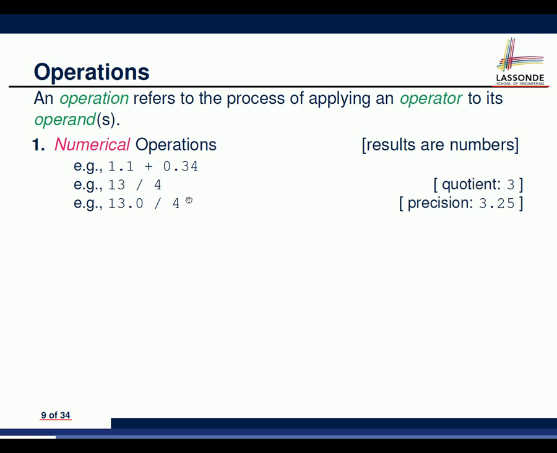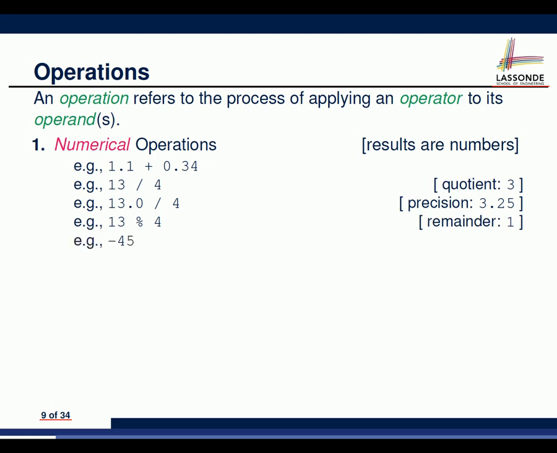If at least one of the operands is not an integer, for example you can see 13.0 over here is not an integer, it's a floating point with a decimal point, a fractional part, in that case it will give you a precise result. Compare these two examples very carefully. Then we also have modulo, which will give you the remainder.